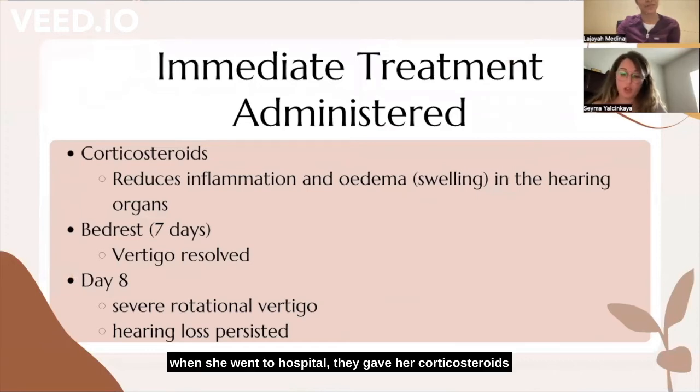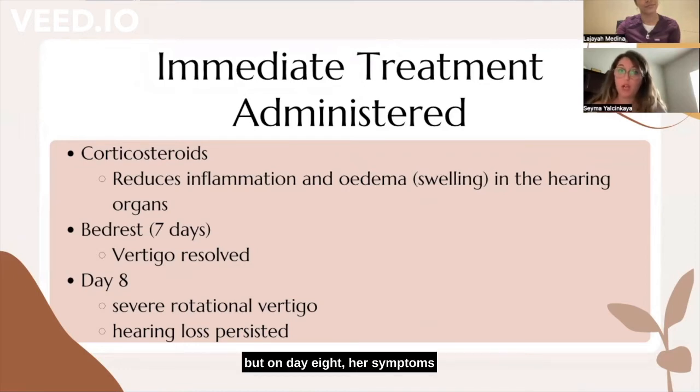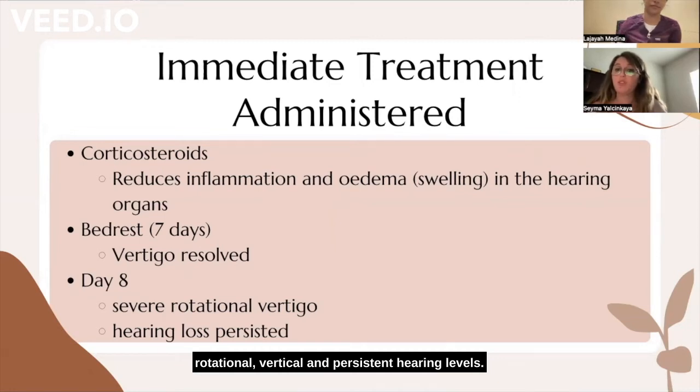When she went to the hospital, they gave her corticosteroids to reduce inflammation and swelling in the hearing organs, along with bed rest for a week. After the bed rest, the patient's vertigo symptoms resolved. But on day 8, her symptoms came back and she experienced severe rotational vertigo and persistent hearing loss.